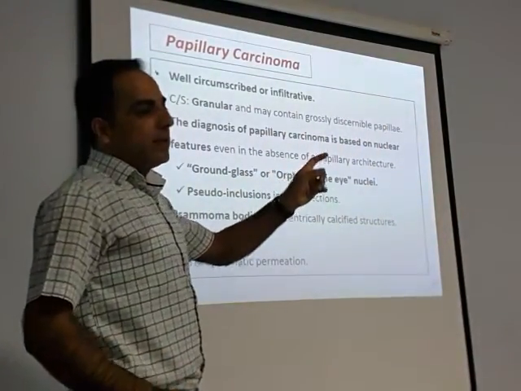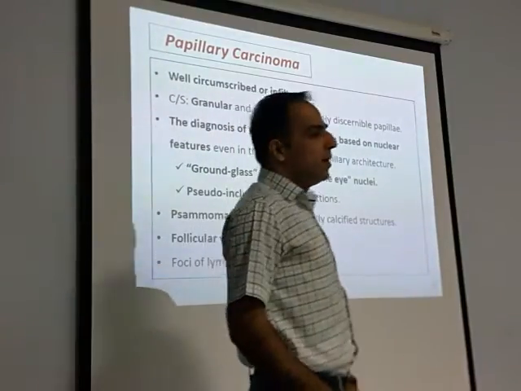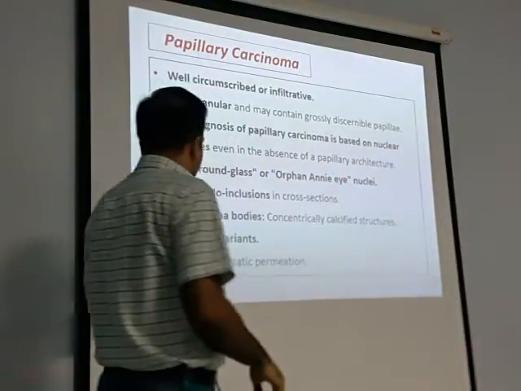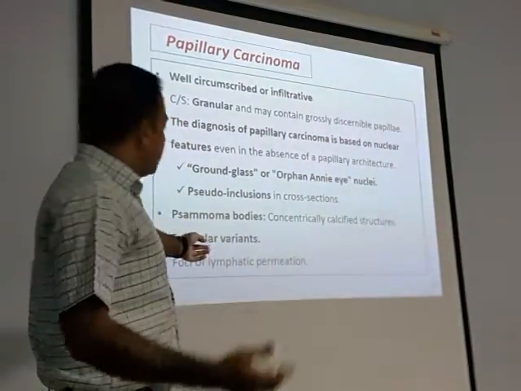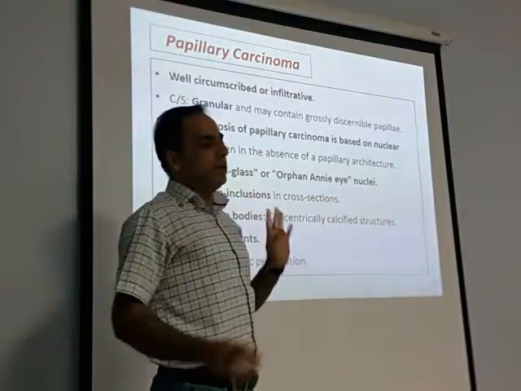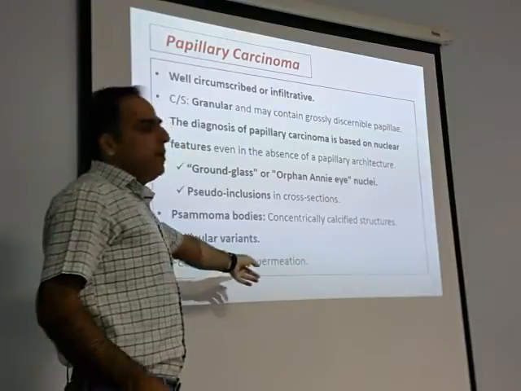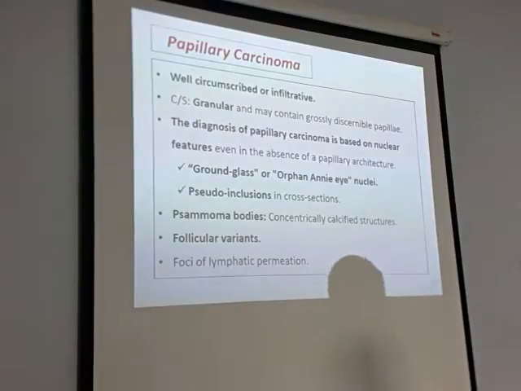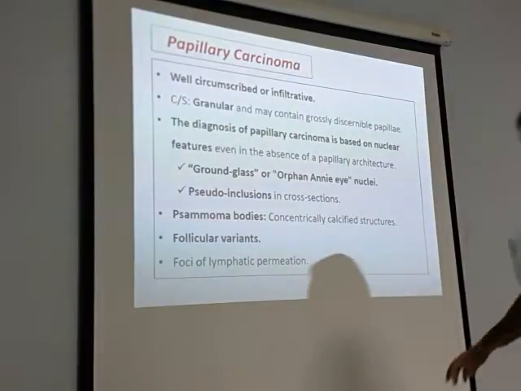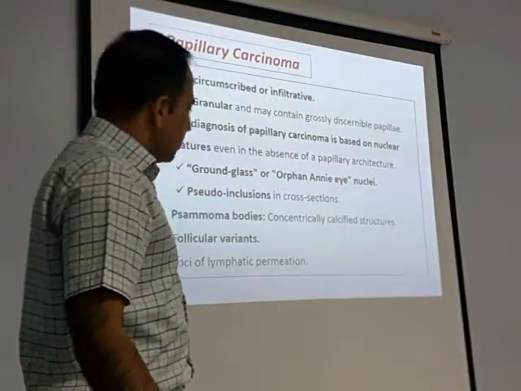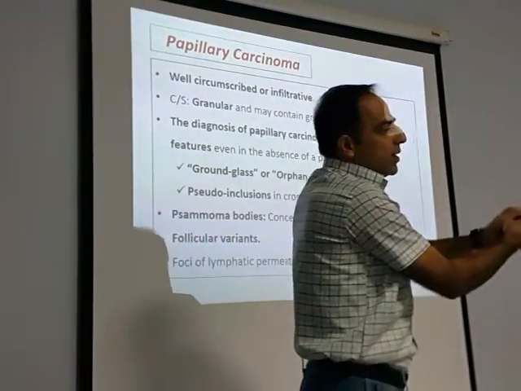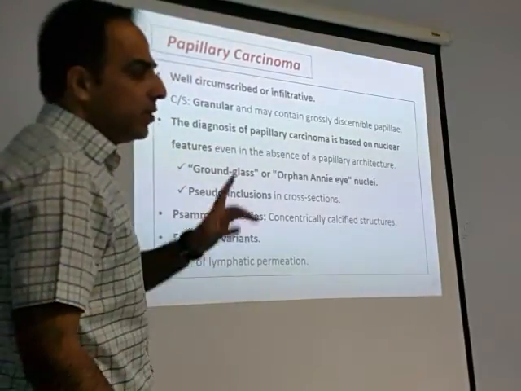Another thing is you can find psammoma bodies. What are these? These are concentric calcified structures which you can find within the papillae. I will show you the diagram. And you have the follicular variant. In the follicular variant, you will not find the papillae, but you will find the nuclear features. So you will diagnose it, and it will go inside the lymphatics because it will go to the lymph nodes. So this carcinoma has a propensity to invade the lymphatics rather than invading the blood vessels. Invagination of the cytoplasm into the nucleus will give rise to pseudo inclusions, but these are not true inclusions.